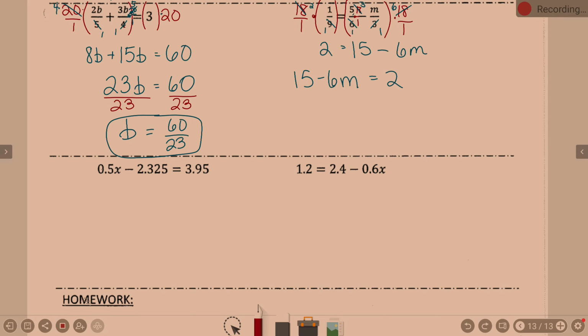This is a positive 15. If this is a positive 15 and I want to get it to 0, I'm going to subtract 15. I don't care that that's a minus 6m. That minus is on the 6m. To move the 15, we've got to subtract 15. If I subtract 15 on the left, I do it to the right. 15 minus 15 is 0. It cancels. I'm left with 6m. The 15s cancel. On this side is negative 6m.